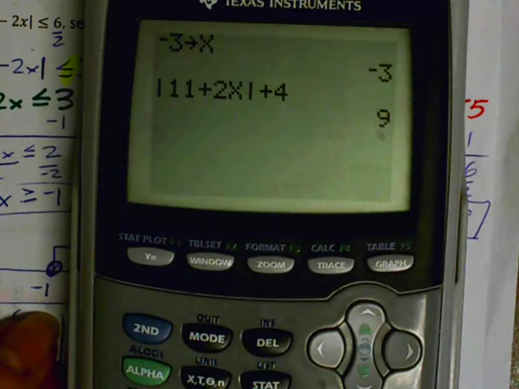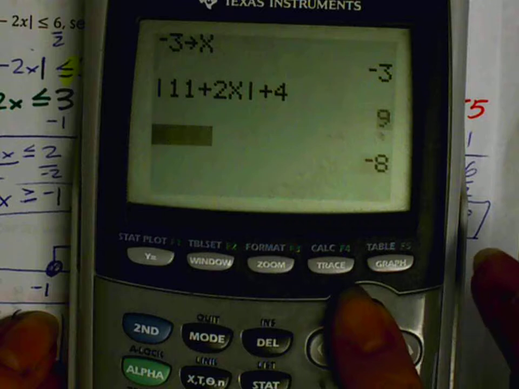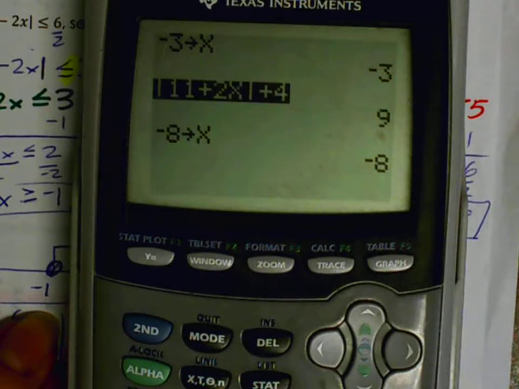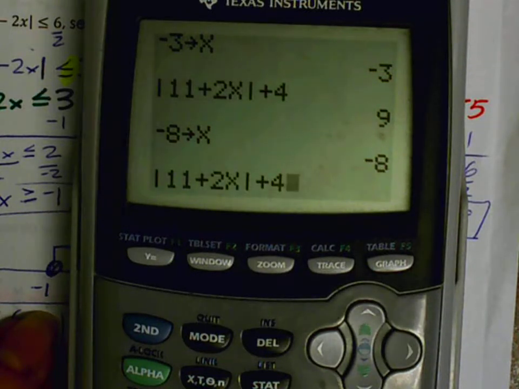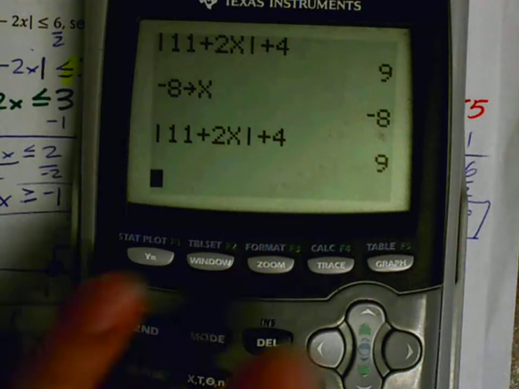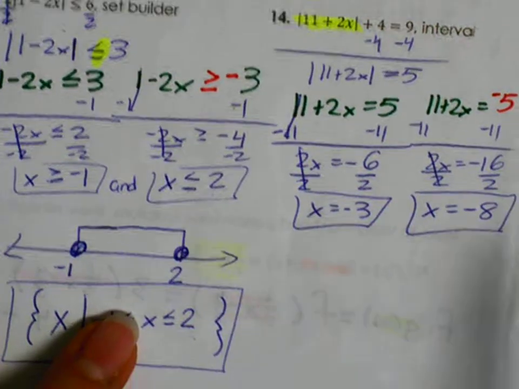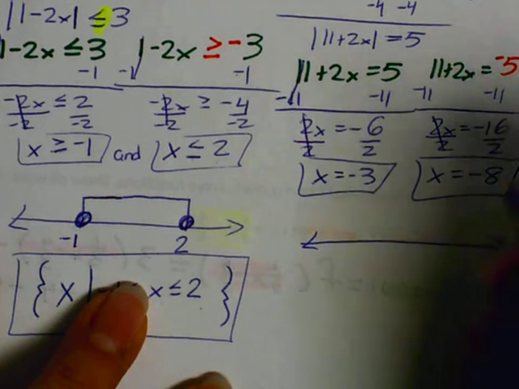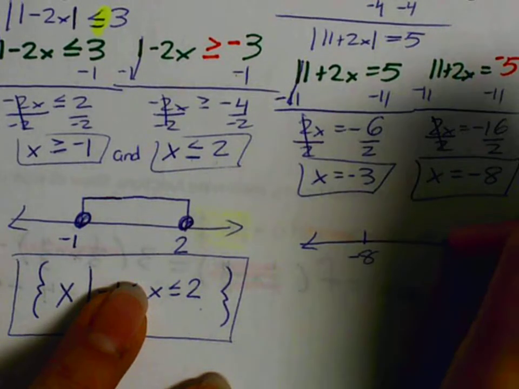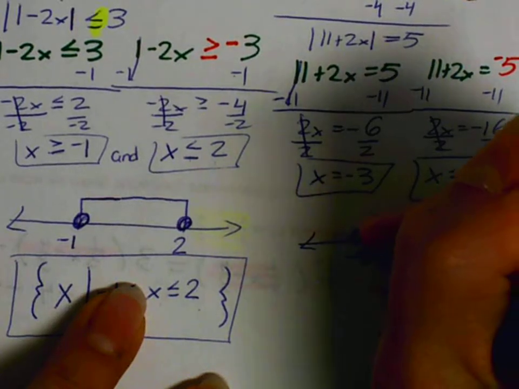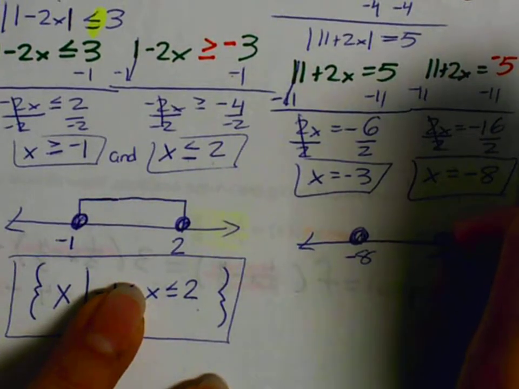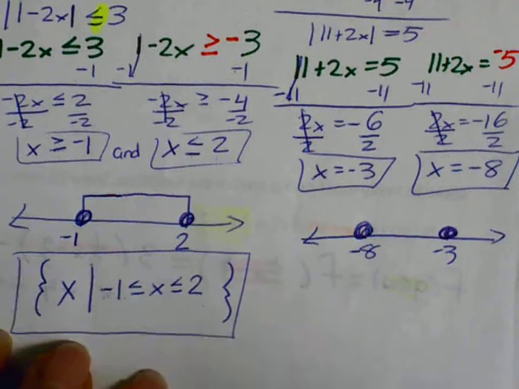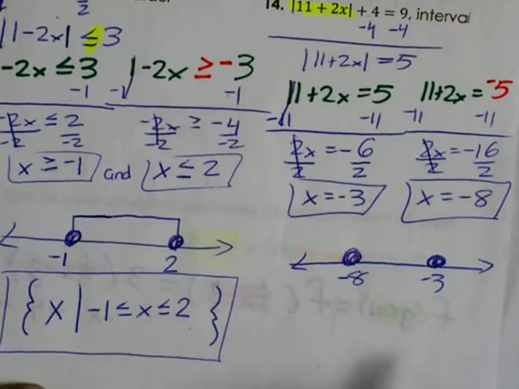Let's check -8. So again, I'm going to do -8 store x. And instead of retyping this whole thing, I'm going to go up and highlight it. If I highlight and hit enter, it retypes it for me. And that also equals 9. So these are both good solutions. So now for graphing this on my number line, it's just 2 solutions. So it's a filled in circle on -8 and a filled in circle on -3. That's it. There's no line.